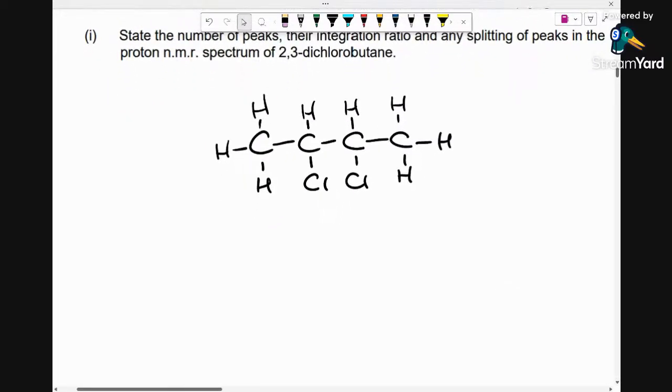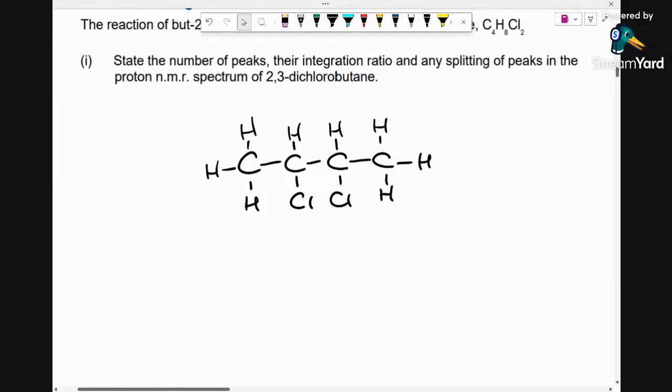Cool. So now what I need to do is, it says state the number of peaks. What I'm now going to do is notice that this is proton NMR and they're asking us for splitting.